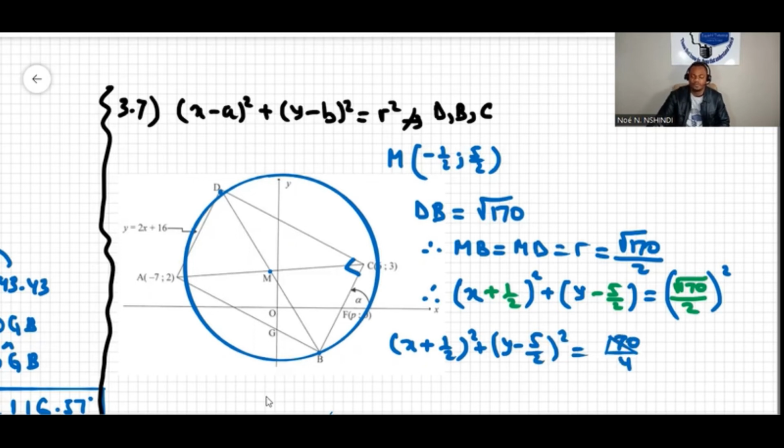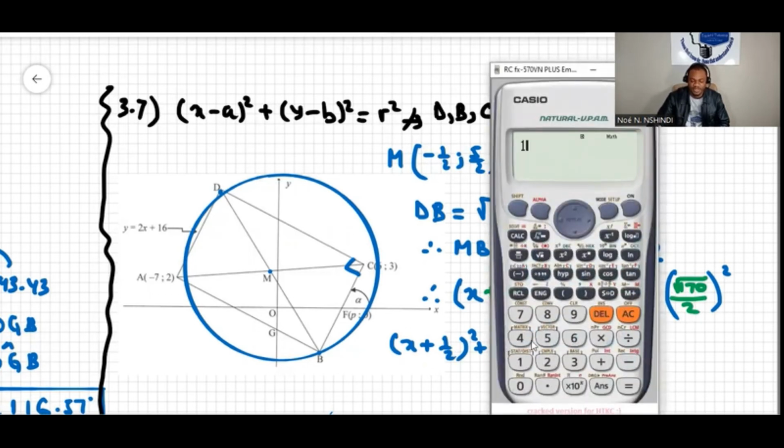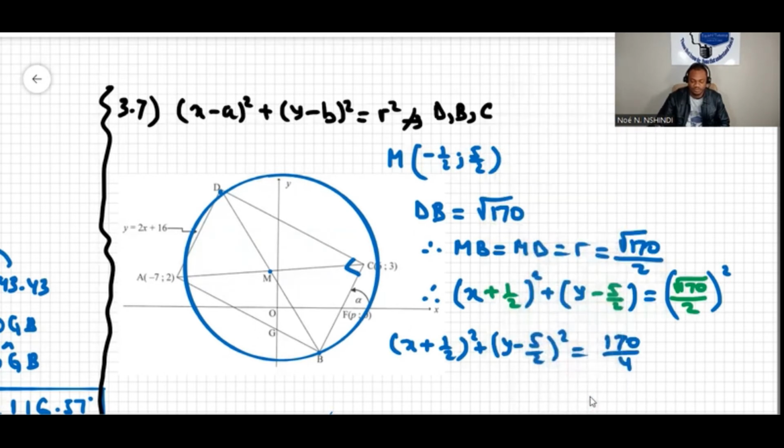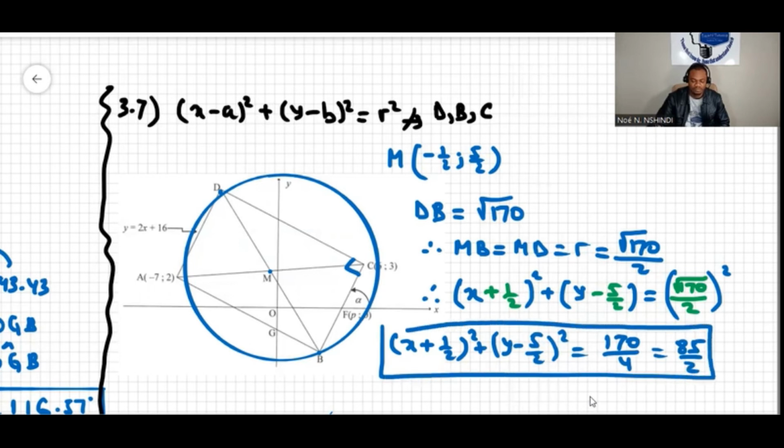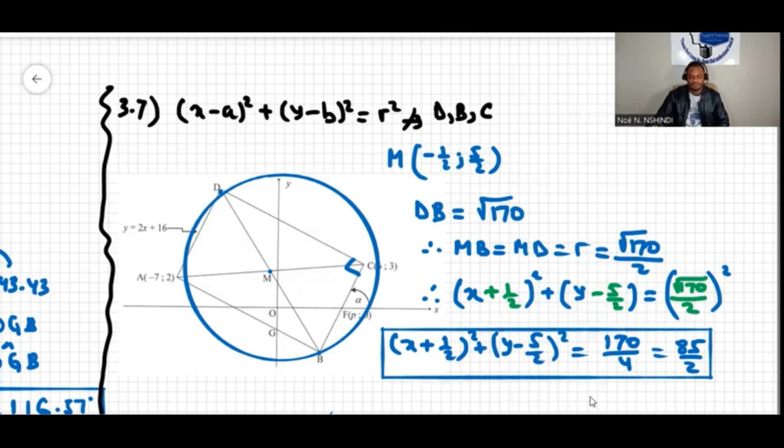Let's just use a calculator here. 170 divided by 4 is equal to 85/2. So this is just 85/2. So this is the equation of the circle.